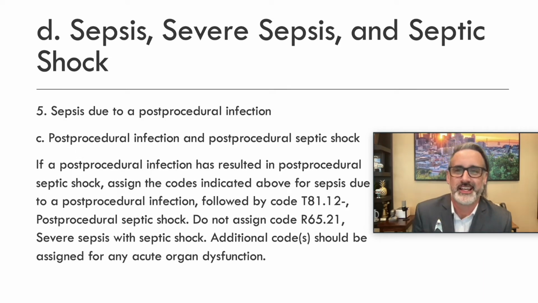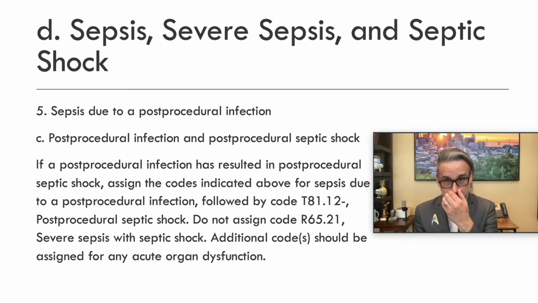Still going on with the guidelines here for sepsis, now we have post-procedural infection and post-procedural septic shock. As the guideline states, if a post-procedural infection has resulted in post-procedural septic shock, assign the codes indicated above for sepsis due to a post-procedural infection, followed by code T81.12 hyphen, post-procedural septic shock. Do not assign code R65.21, severe sepsis with septic shock. Additional codes should be assigned for any acute organ dysfunction.